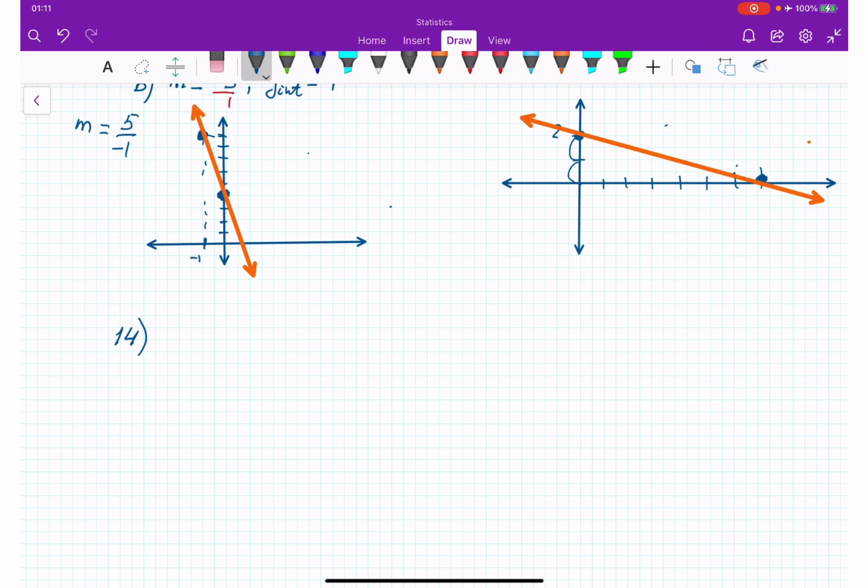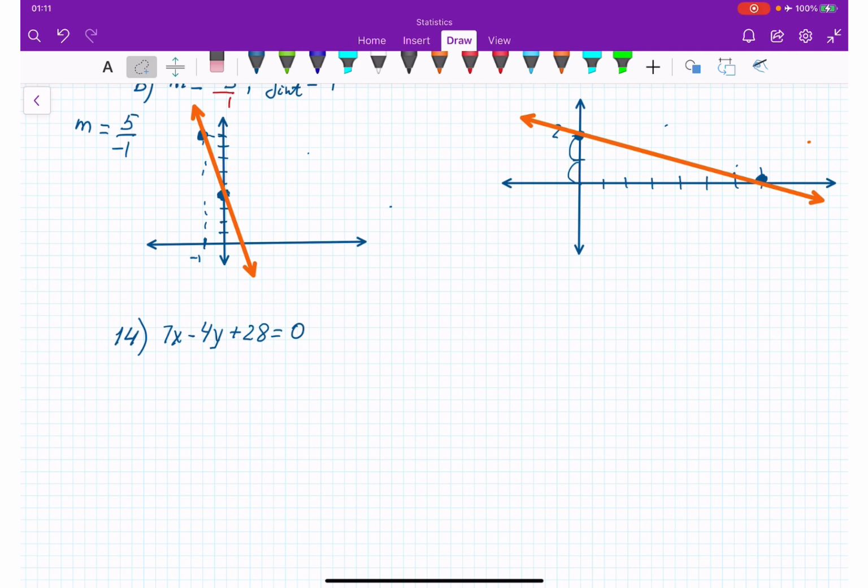We have the equation 7x minus 4y plus 28 is equal to 0. Okay, better. So how are we going to work with intercepts? It's going to be x-intercept, y-intercept. So to get the x-intercept, I'm going to explore two cases.